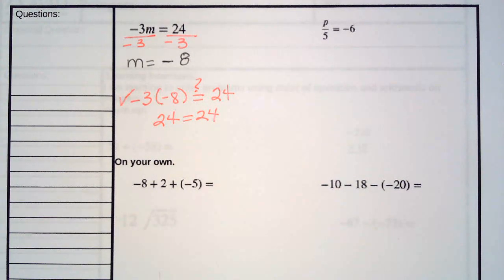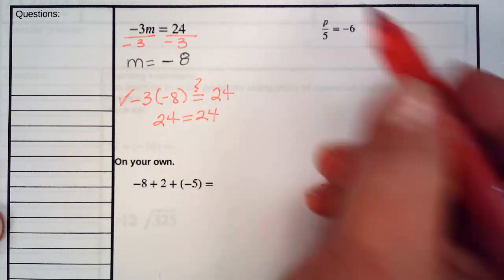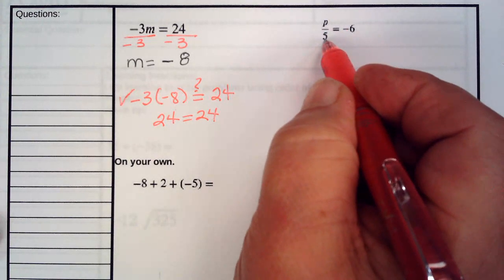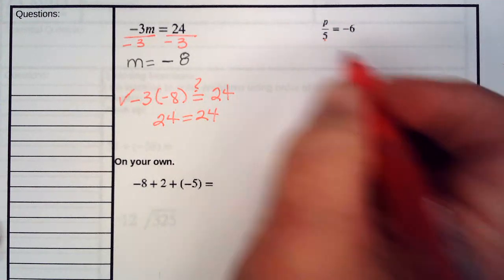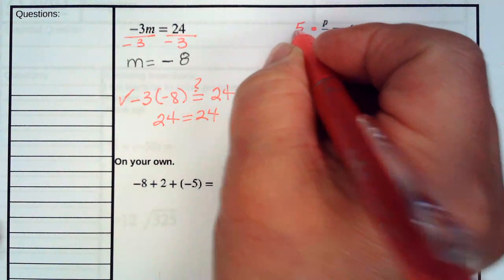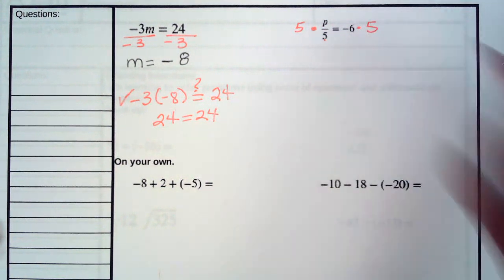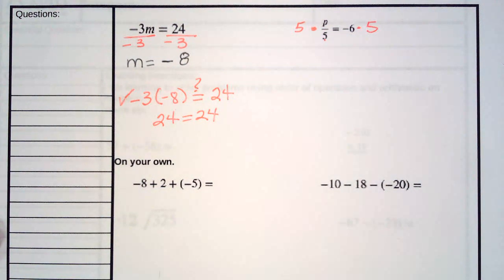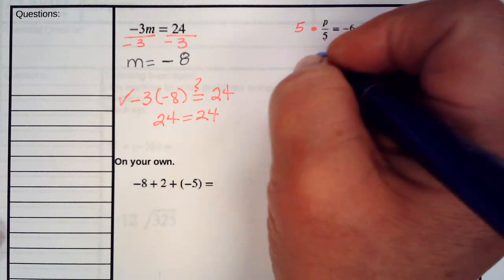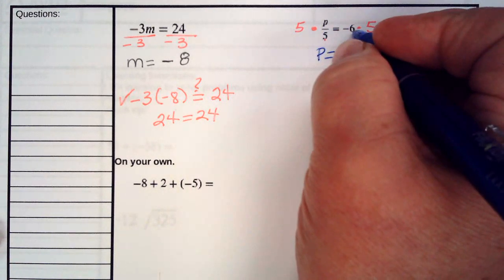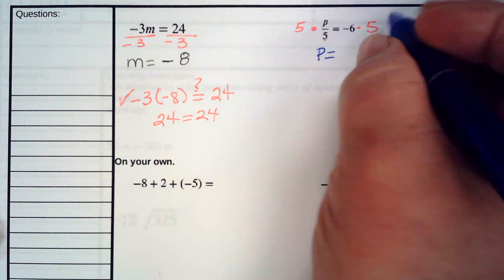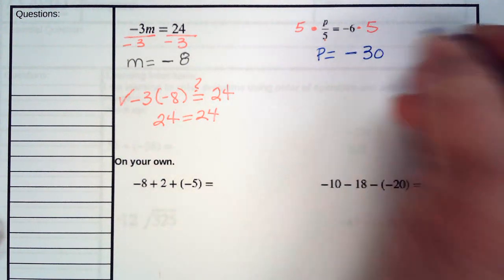Okay, if you didn't get that one done, pause the video and do the last one on your own. Well, I do hope you tried. P divided by 5. How do I undo division? Well, you multiply. Okay, P is equal to negative 6 times 5. Negative times positive is a negative, and that would be 30.